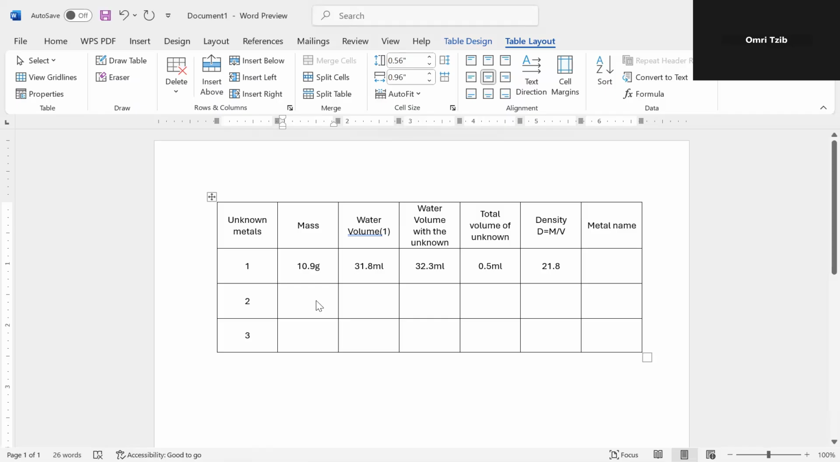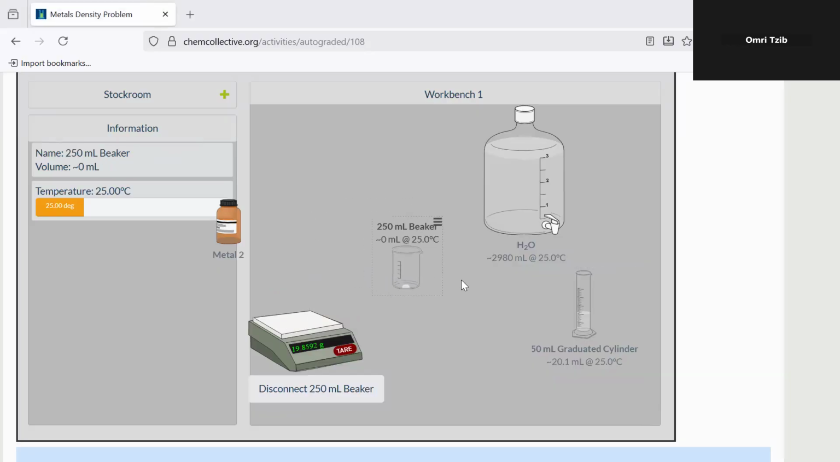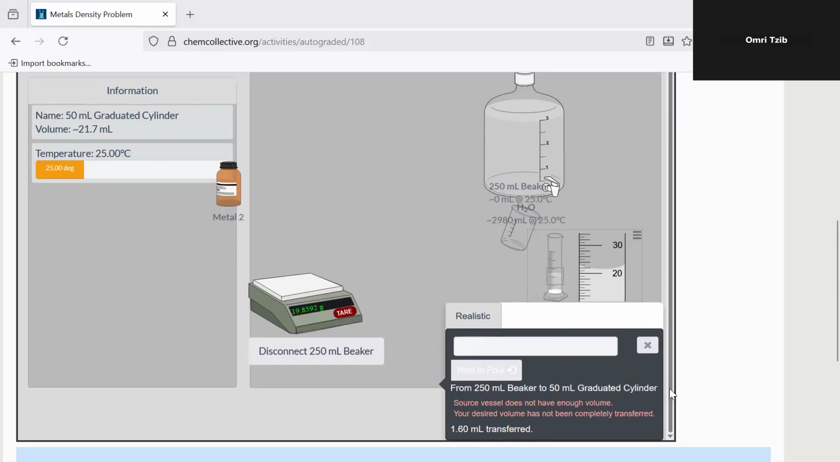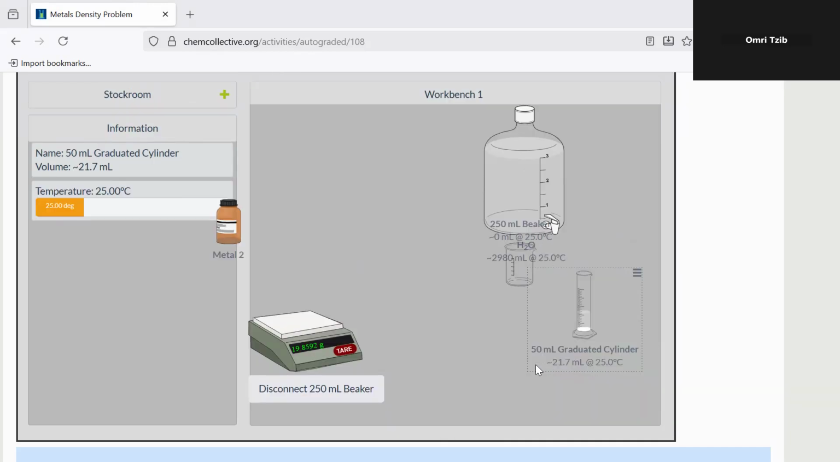So our mass given was 19.9 grams, and our water volume is 20.1 milliliters. Now we add our mass, we pour, and we see that it went up to 21.7 milliliters. So now we record this and find our density.